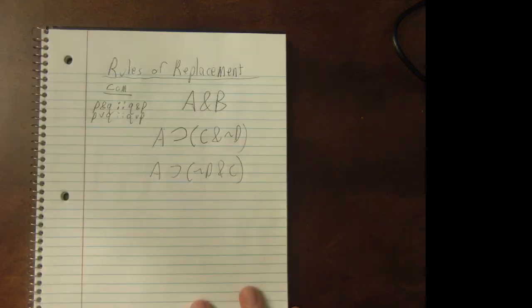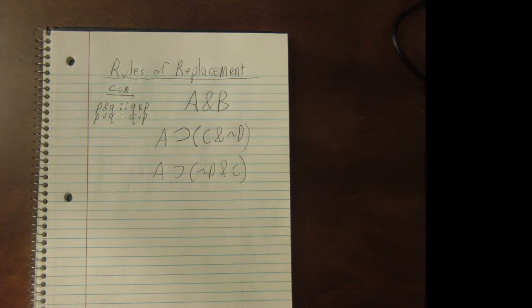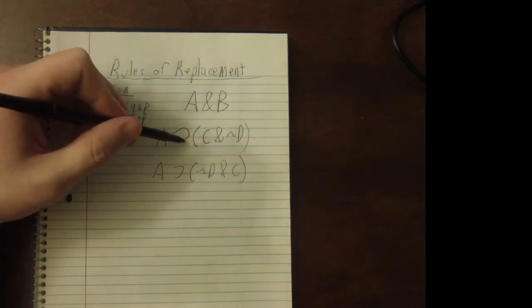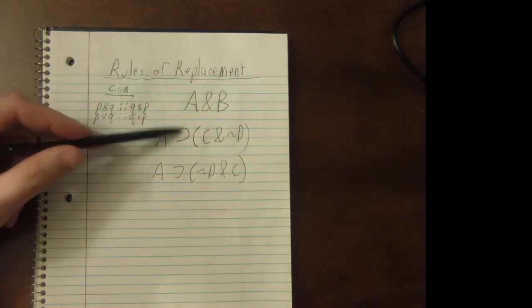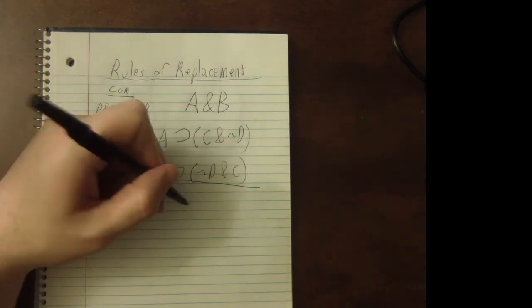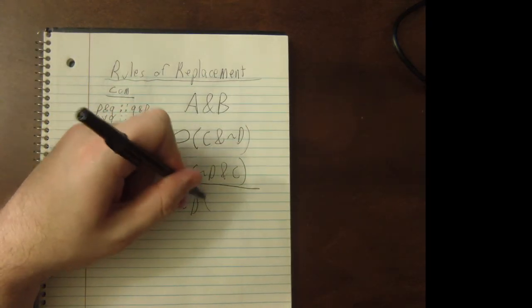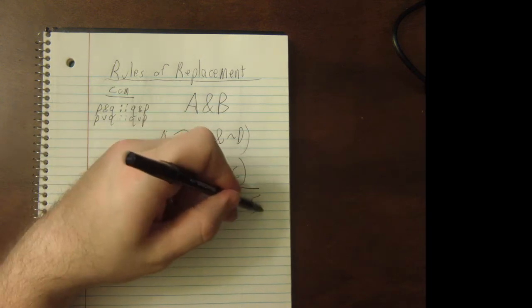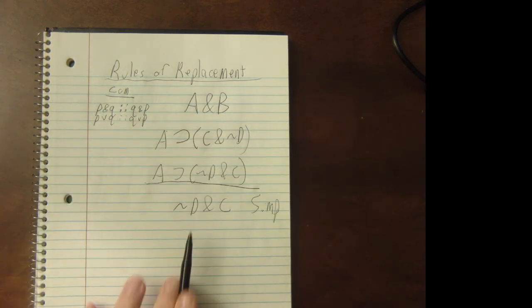Let me say one other thing about it, just as a part of habit. People make a very common mistake when they're doing a rule of replacement as part of a line. They just kind of forget to write the rest. So instead of writing this, which is the answer, without thinking, they'll just write not B and C with simp. That's going to get you in trouble.